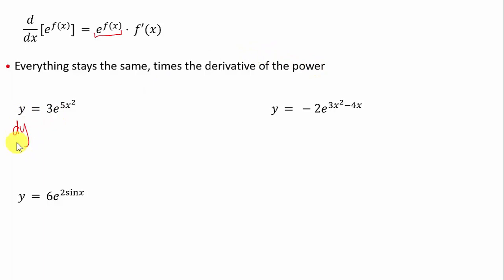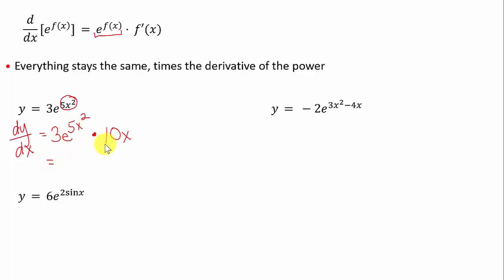Let's look at this example. So the derivative of y would be dy dx. Now, everything stays the same. So I'm going to take that whole function there exactly like you see it: 3 times e to the 5x squared. And then I'm going to multiply it by the derivative of just the power. So you do have to know the power rule for that. The derivative of that would be 10x. The 2 gets multiplied by the 5, and then we subtract a power.